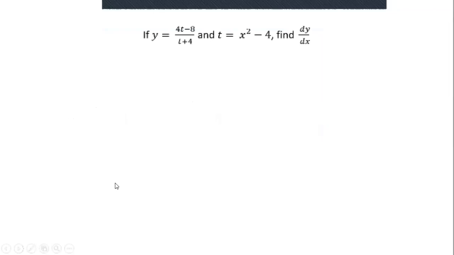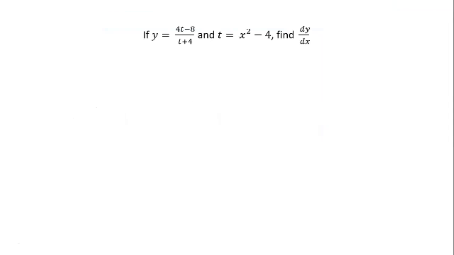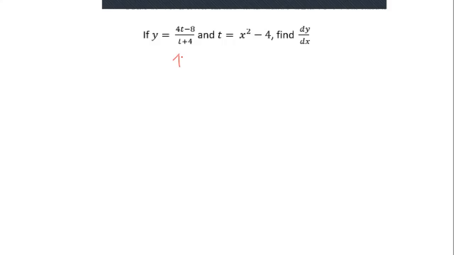Okay, so the problem given is: if y is equivalent to (4t minus 8) over (t plus 4), and t is equivalent to x squared minus 4, find dy over dx, or we get the derivative of y with respect to x. Take note that we have two given functions. We have what we call in algebra a composite function. So we have a function of y with respect to t, and a function of t with respect to x. And we're asked to get the derivative of y with respect to x.